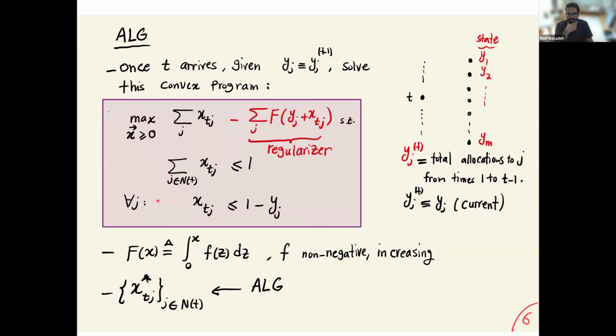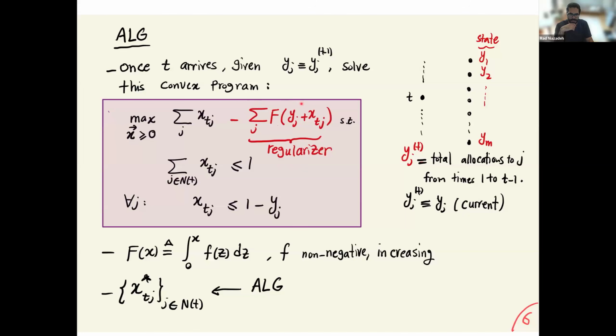All right. Now, instead of running the greedy algorithm, we're going to run a different algorithm, which is going to add balancedness through some convex regularization. In particular, I'm going to think about this function small f. Think of it as a mapping from R to R, which is non-negative and increasing. And then capital F is just a primitive function of f. Therefore, capital F by construction is going to be convex and monotone.